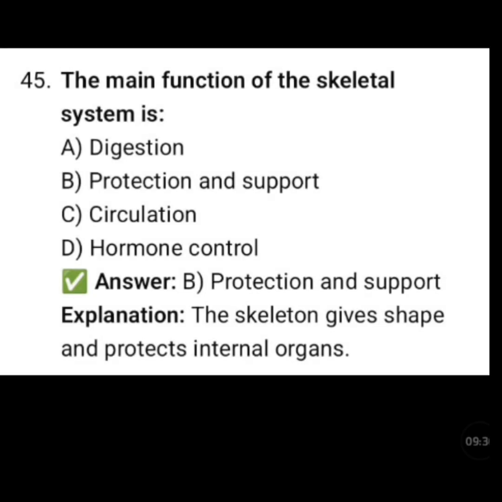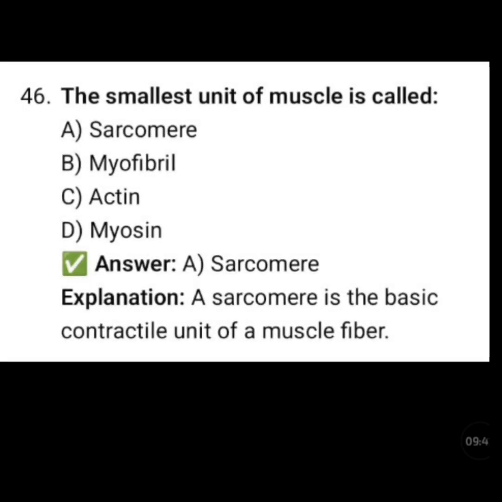The main function of the skeletal system is digestion, protection and support, circulation, hormone control. The correct answer is option B, protection and support. The skeleton gives shape and protects internal organs. The smallest unit of muscle is sarcomere, myofibril, actin, myosin. The correct answer is option C, sarcomere. Sarcomere is the basic contractile unit of muscle fiber.